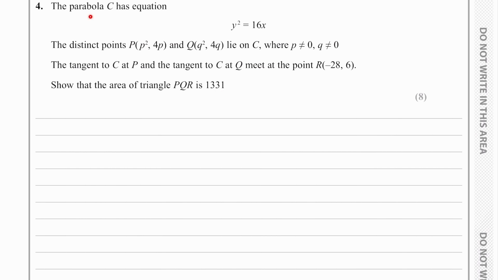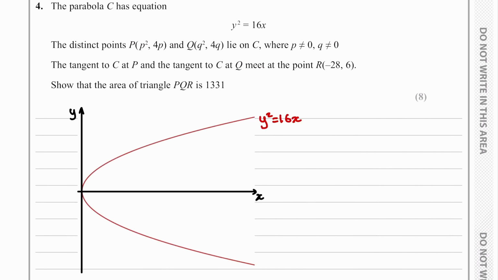Because we've got a parabola with this equation, I'm going to sketch this graph. And we're told that there are distinct points P and Q, where the tangent to C at P and the tangent to C at Q meet at point R. And we know R is in the second quadrant over here, because x is negative and y is positive. So I'll sketch all of this.